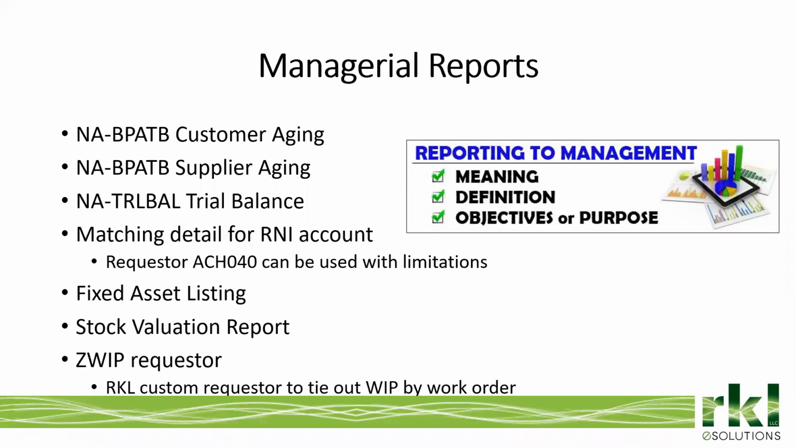This could be a requester that's already on your system, but if not, definitely reach out to us and we'll help you with it as well. It provides the work order detail of what's in the WIP account that ties to the WIP on your GL. And just a note, this is really a reconciliation report. It's not set up to be an inventory report, just to clarify that. But reach out if those things sound useful to you.